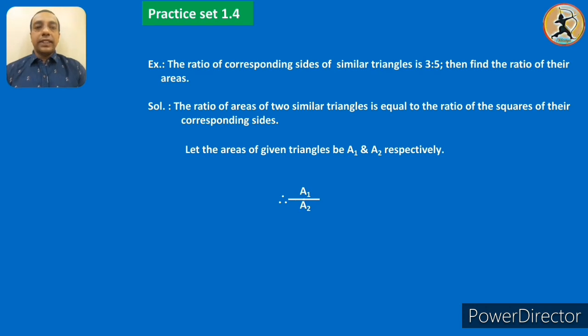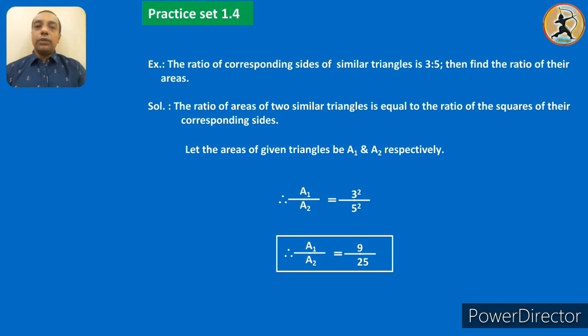Of course, as per the theorem, A1 upon A2 is equal to the ratio of squares of their corresponding sides. So what is the ratio of corresponding sides? That is given in the example, that is 3:5. It means the right hand side becomes 3 square upon 5 square, and by squaring the right hand side we get A1 upon A2 is equal to 9 upon 25. In this way we use the theorem to simplify this example.